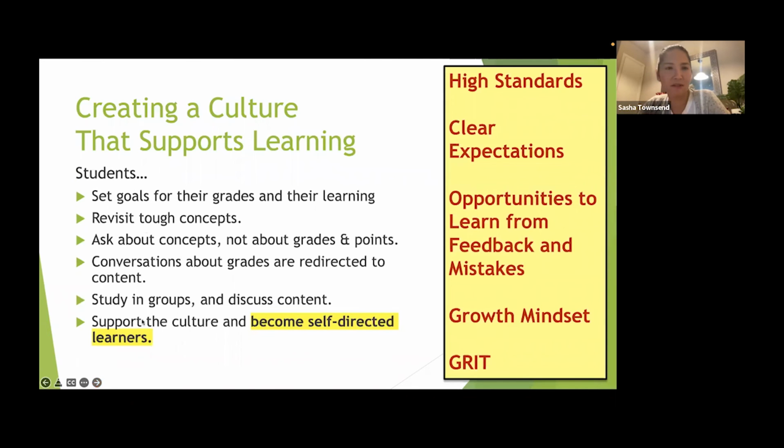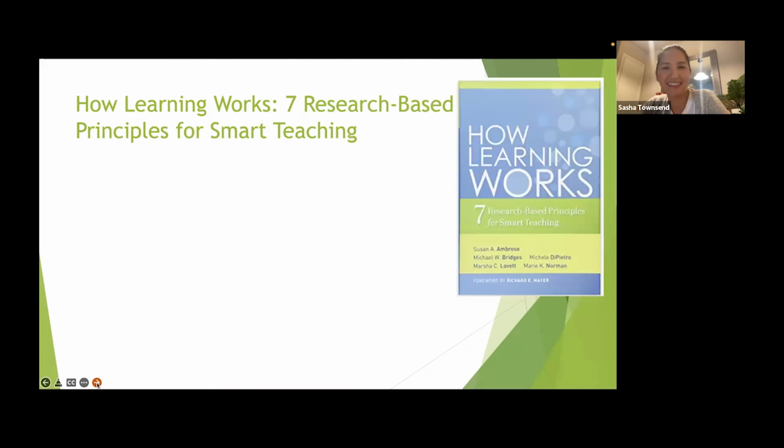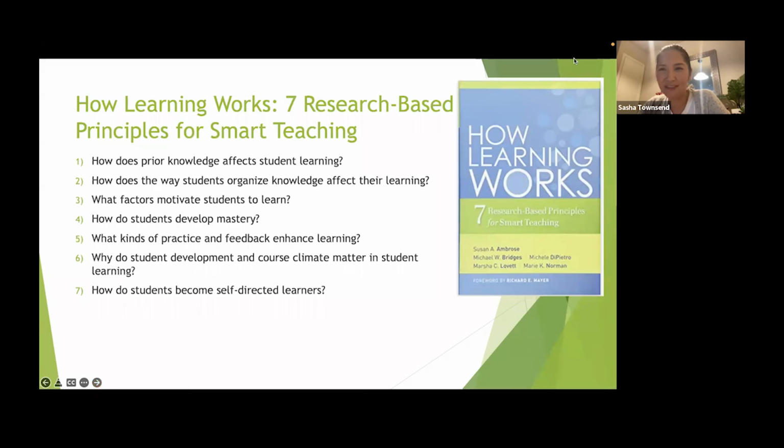And it supports a learning culture. I think we've talked about that plenty. And there's this great book. Have you guys read this book?